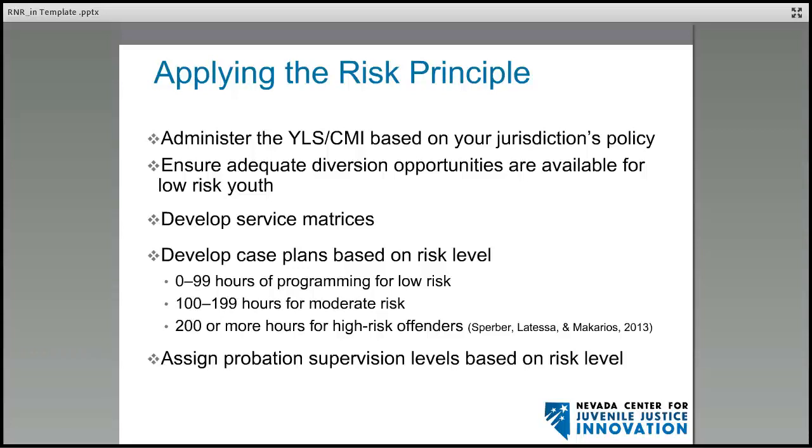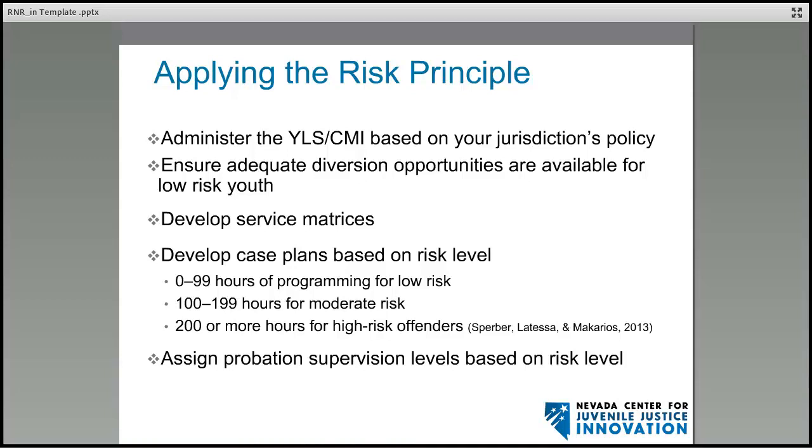Let's look at some common ways in which the risk principle is applied in practice. The risk principle requires the identification of a youth's risk and needs by using a validated research-based risk-need assessment tool. In Nevada, the YLS is the risk-need assessment tool of choice. It's also important to conserve intense, costly interventions for higher-risk youth who need them the most. Therefore, it's important to have effective diversion opportunities available for low-risk youth.